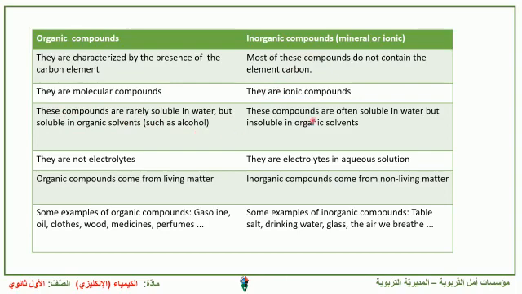Inorganic compounds are often soluble in water but insoluble in organic solvents. Organic compounds are not electrolytes, while inorganic compounds are good electrolytes in aqueous solutions. That's why they are able to conduct electricity. Organic compounds come from living matter, while inorganic compounds come from non-living matter. Some examples of organic compounds: gasoline, oil, clothes, wood, perfumes. Some examples of inorganic compounds: table salt, drinking water, glass, the air we breathe.